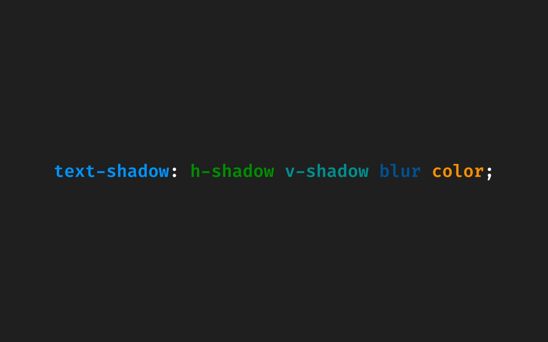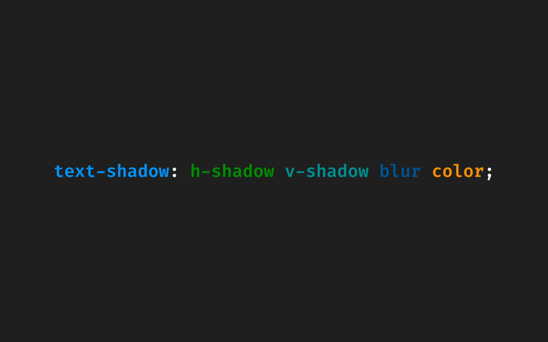h-shadow is the horizontal offset of the shadow. This is the distance the shadow is moved horizontally from the original text. A positive value will move the shadow to the right, a negative value will move it to the left.